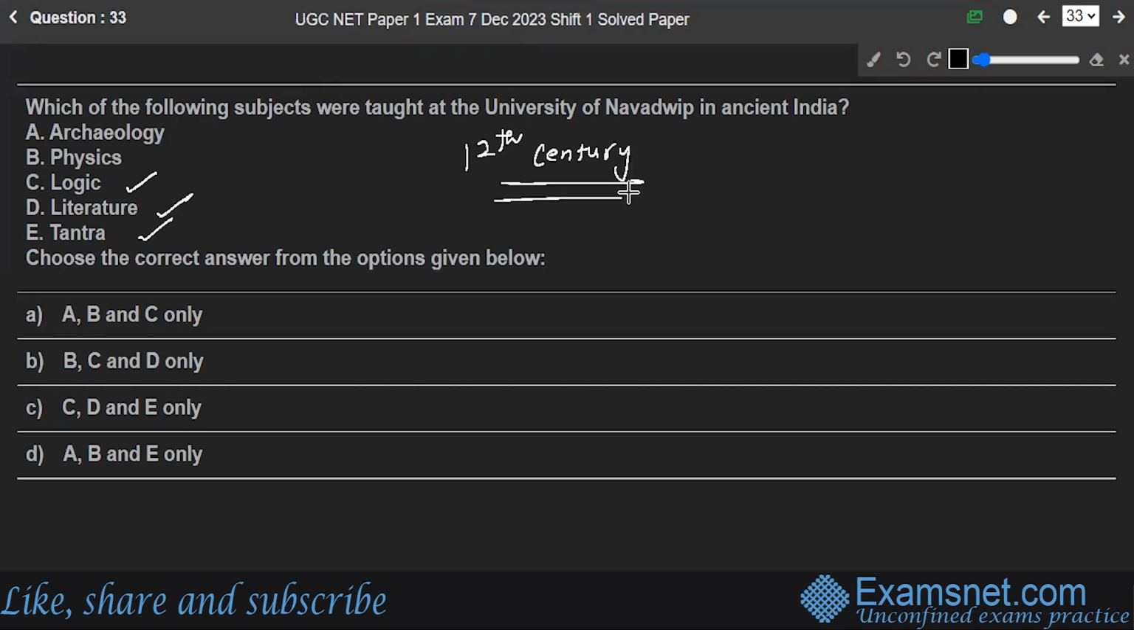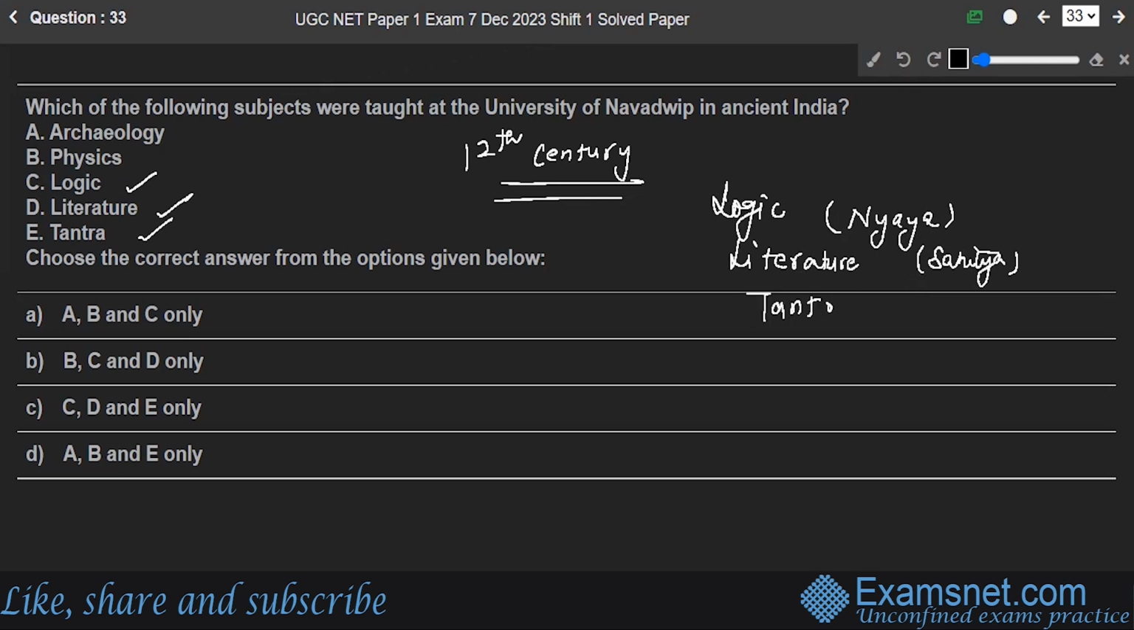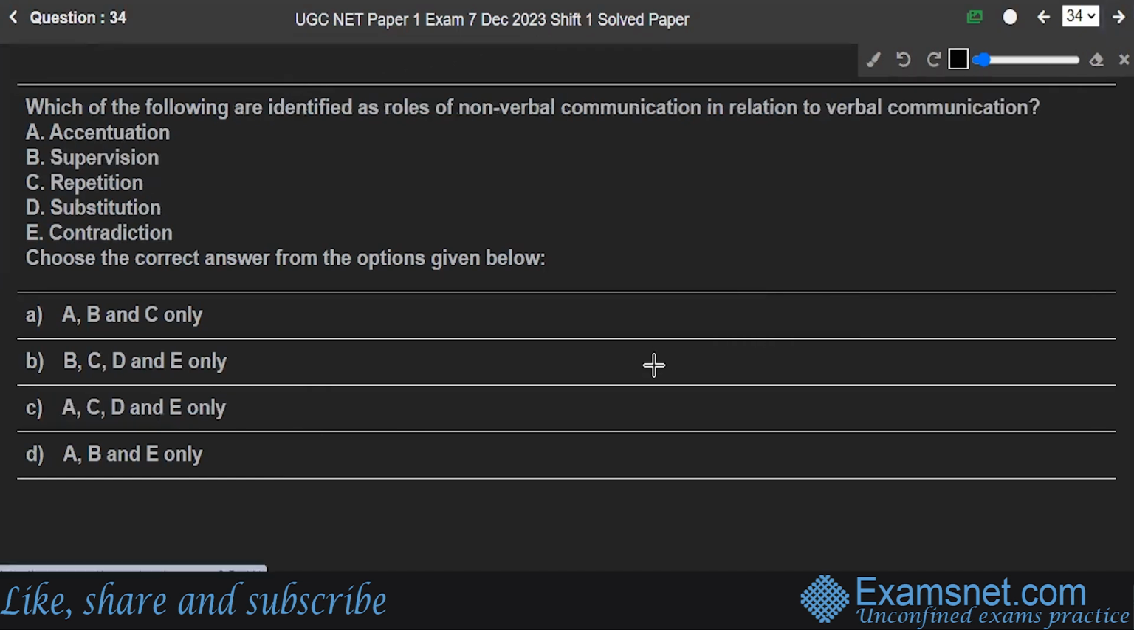The university was known for its teaching in a wide range of subjects that included logic or Nyaya, literature, which was also known as Sahitya, and Tantra. Archaeology and physics, they are not the topics of the University of Navadvip. So you have CDE, that is C option. This is the right answer to the question. Hope you got that. Let's move to the next question, number 34.